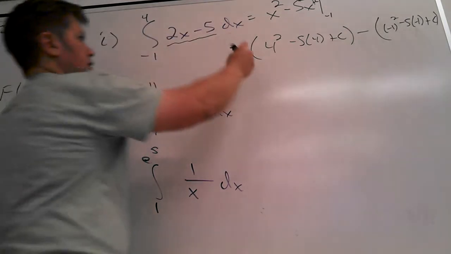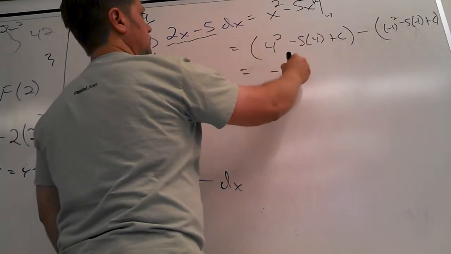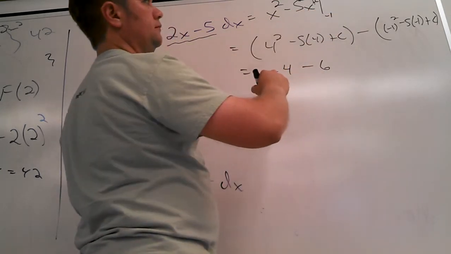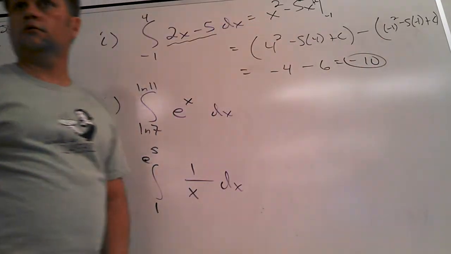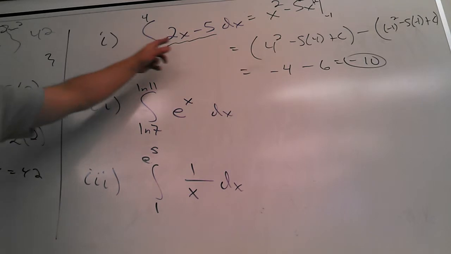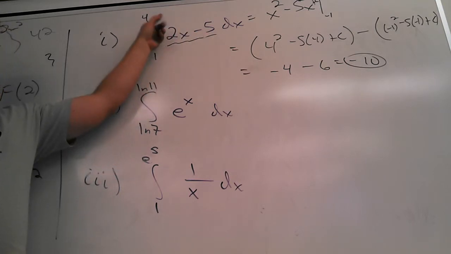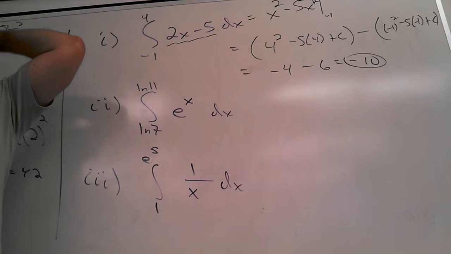So it's not too bad, right? What do you got up here? You get -4 minus 6 plus 5, yeah, -10. 4 squared minus... Now don't forget, the beautiful thing about these problems is you can put this into y1 in your calculator, go to the integration function, and say from -1 to 4 and check yourself. Right? Check yourself.